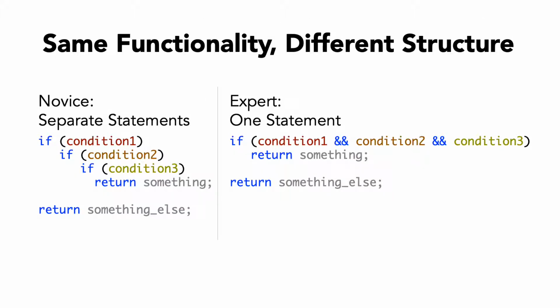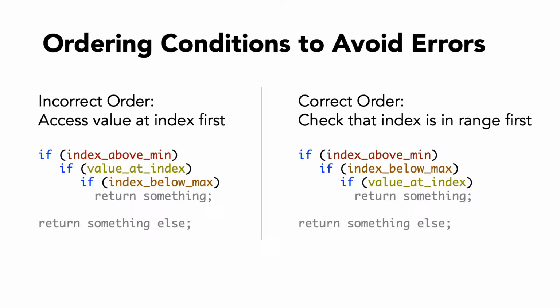This study looks at two different factors in checking conditions. One, a novice structure is to separate each condition into its own if statement, while an expert structure is to conjoin statements, for example, by using logical and. Second is how conditions are ordered. An incorrect ordering might do something like try to access a value at a certain index without checking that the index is in range, whereas the correct ordering would first make sure that the index is valid.